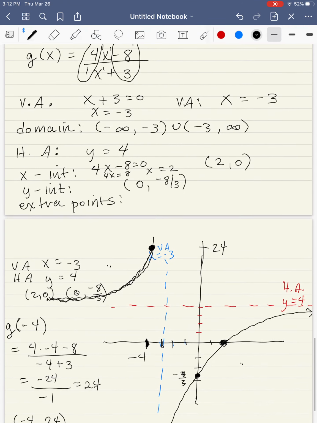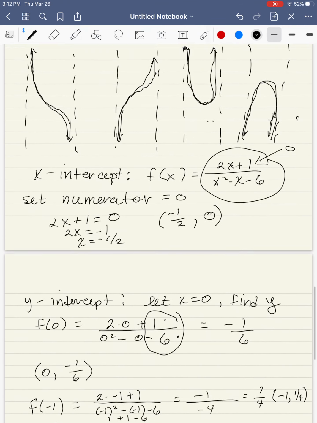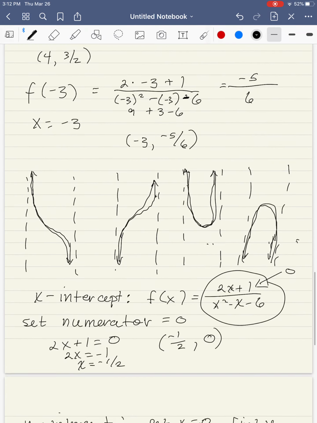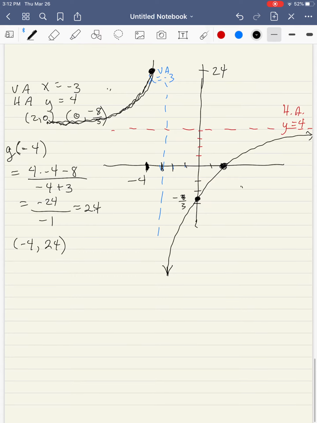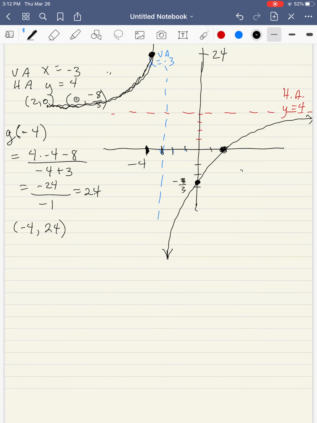Our next lesson is going to be about holes. A hole, H-O-L-E, hole, is a special point on a rational function. So our next lesson will be about how to find holes and how to recognize when they're going to occur.